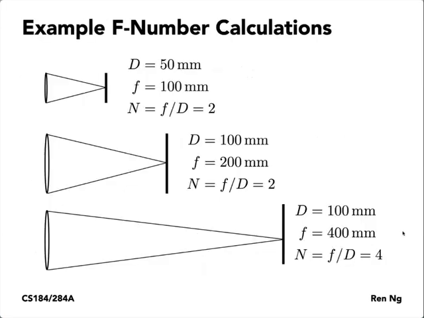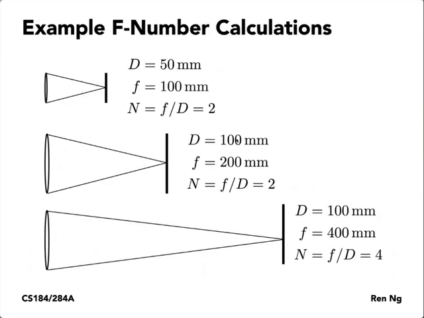Let me show you some simple examples of F number calculations. Here's a simple lens, say the diameter being 50 millimeters, the focal length being 100 millimeters. That's an F2 lens, 100 divided by 50. If you had a 100 millimeter diameter but a focal length of 200 millimeters, like a telephoto lens, this is still an F2 lens, 200 divided by 100.